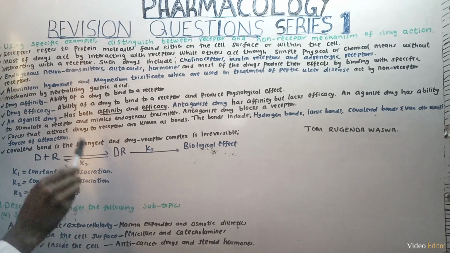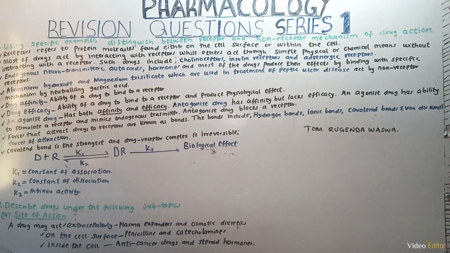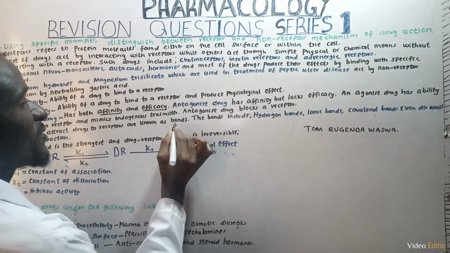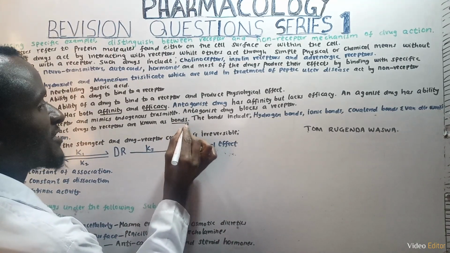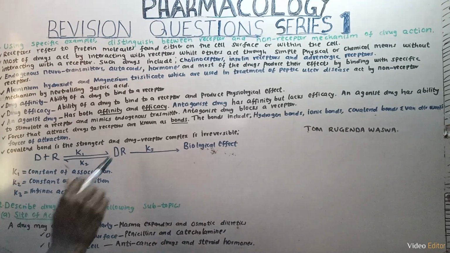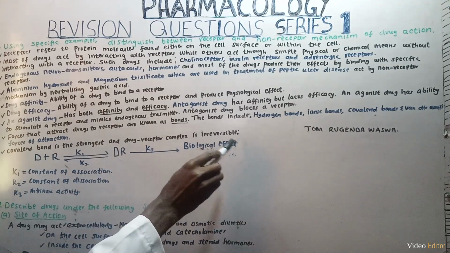Forces that attract drugs to receptors are known as bonds. That is the name given to forces that attract drugs to receptors. They are known as bonds. I gave examples of those bonds: the hydrogen bond, the ionic bond, covalent bond, and van der Waals forces of attraction. Then I have said that the covalent bond is the strongest and the drug receptor complex is reversible.